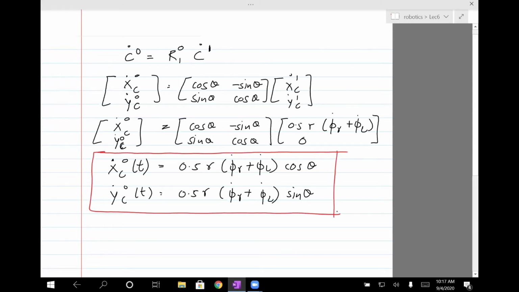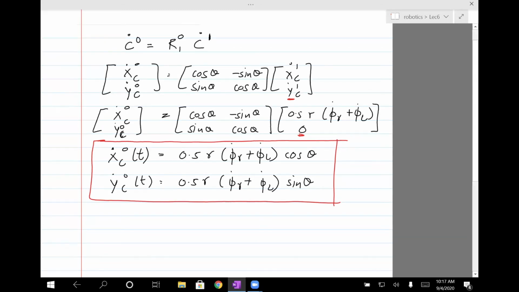Note that the speed in the y direction in frame 0 is not equal to 0, although the speed in frame 1, this one, was 0. The beauty of using these frames is that speeds in frame 1 are really simple, and speeds in frame 0 are not that simple, but they're easy to derive because we've already developed a formula to relate speeds from one frame to another. That's one of the big advantages of using frames of rotation, which we've seen in a few lectures before, and they're also useful for the manipulator.